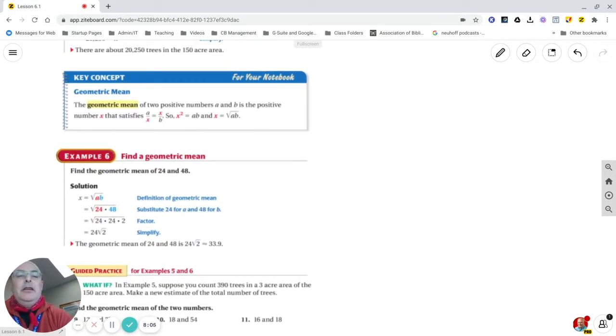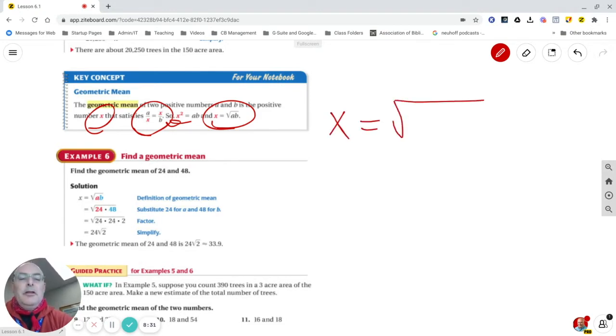Here's a new idea in terms of the idea of geometric mean. And geometric mean is simply finding a number that satisfies the equation so that that works. And the way I find that number is, here I cross multiplied, but ultimately this is the equation I'm going to be working with. So the geometric mean, which I call x, is going to be the square root of two numbers, a times b.